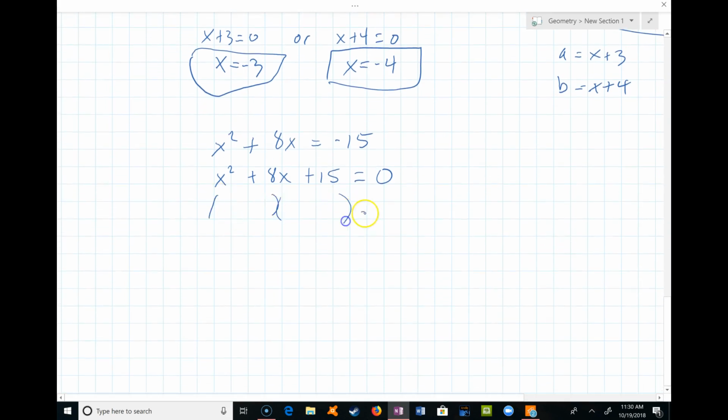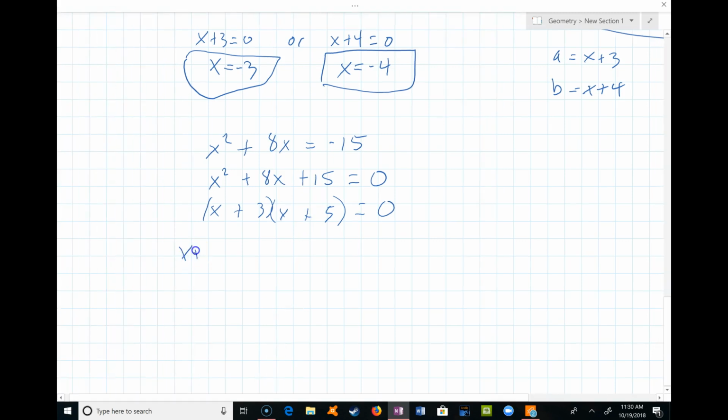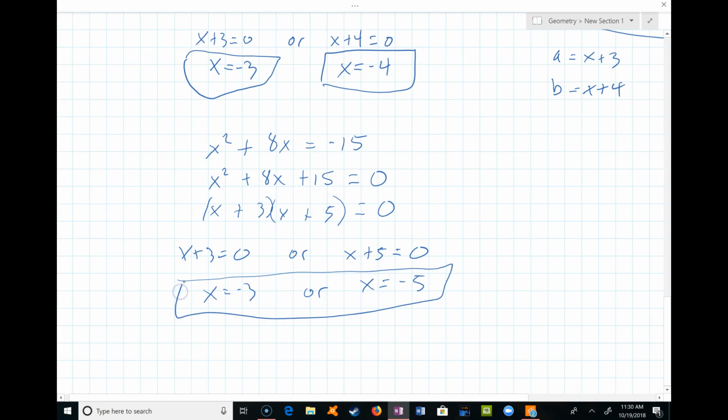So we use our incredible factoring skills and go x, and 3 and 5, and plus, and check it to make sure it works. Yep, it works. And so then we know, according to the zero products rule, that x plus 3 has to be equal to 0, or x plus 5 has to be equal to 0. Which gives me x equals -3, or x equals -5. And again, both of those would be my answers because I'm looking for all possible solutions.